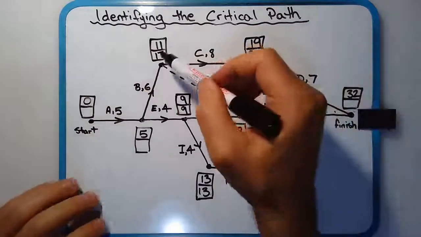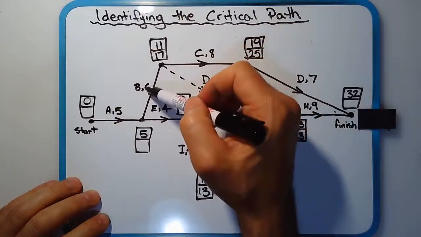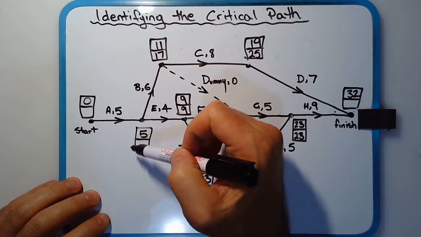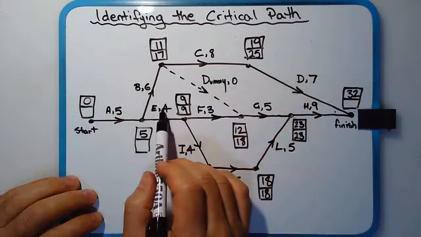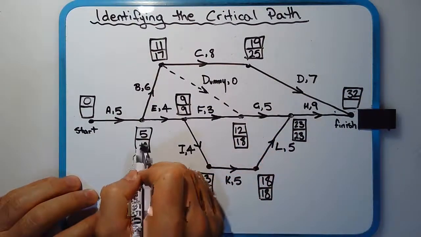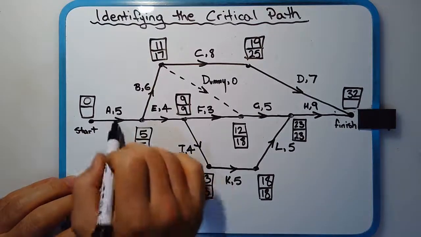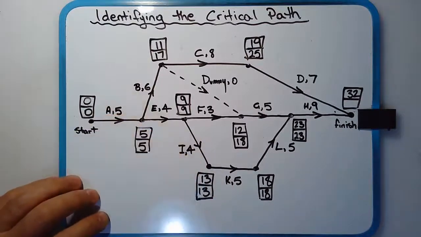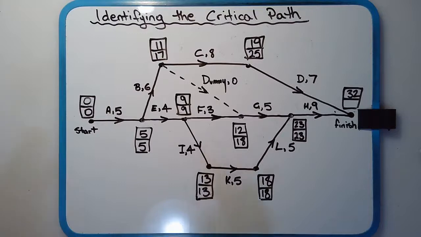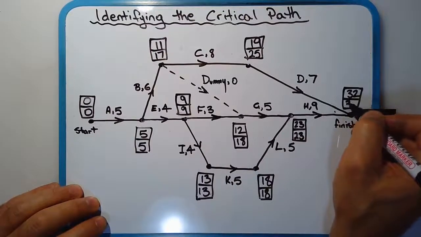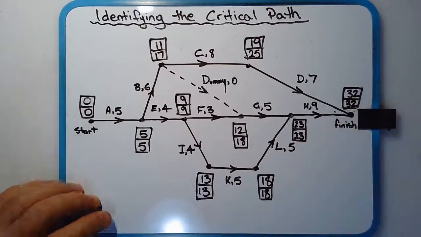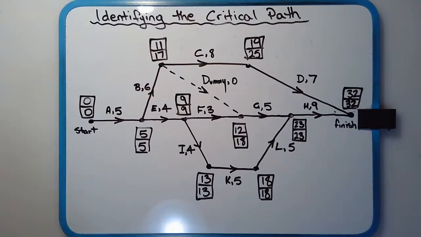Now 17 minus 6 is 11. 9 minus 4 is 5. So again, we put the lower of the two numbers. And then 5 minus 5 is 0. So now we've completed the backward scanning, and sorry, that needs to have a 32 there. I forgot to put that in before. Now we've completed the backward scanning.